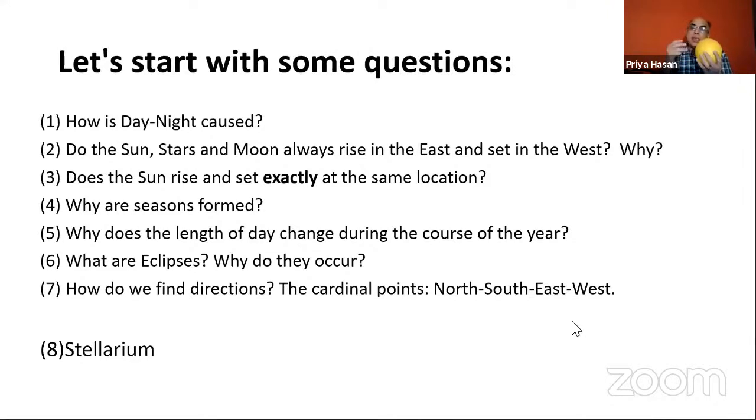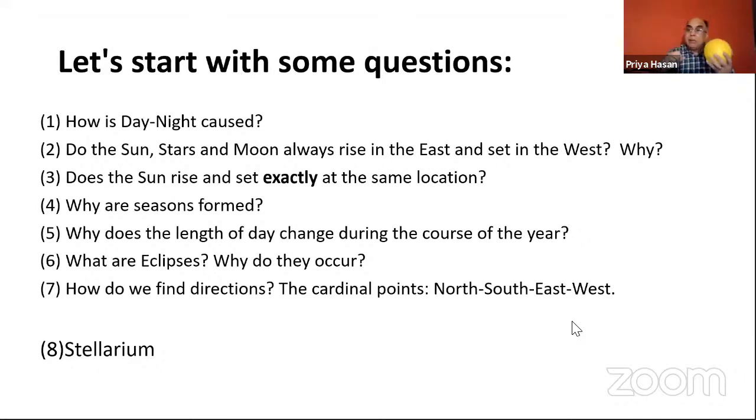So sun rising and setting and stars rising and setting, there is a difference of 4 minutes every day. Stars rise 4 minutes earlier every day, right? So if a certain star rises today at 8 o'clock, tomorrow it will rise at 7:56. Then it will rise at 7:52. There is a difference of 4 minutes every day. It is happening because that 1 degree more it has to do.